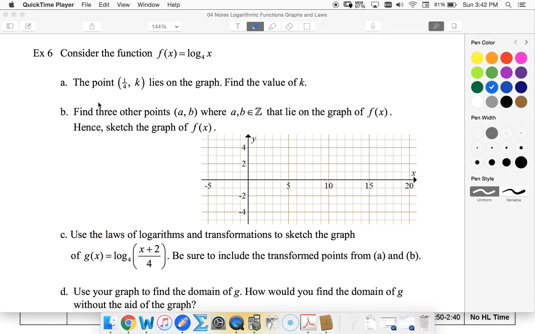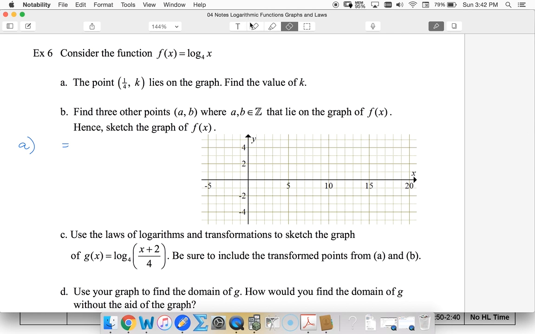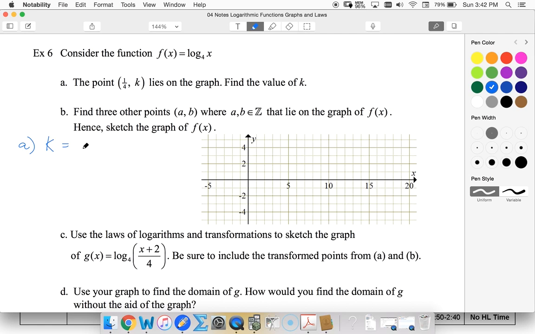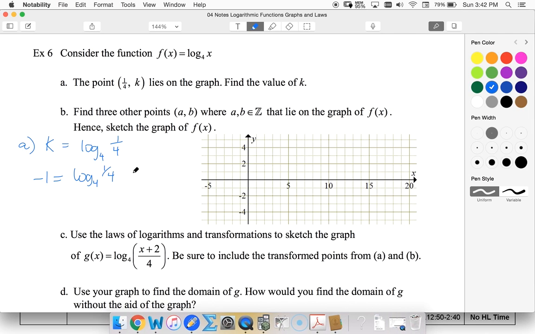All right, now we have log base 4 of x. If we put in a value of 1/4 for x, what is our y value? So I'm going to come down here. Y is equal to, and it's not even y, it's k. K is equal to log base 4 of 1/4. Well, 4 to what power is 1/4? That power is -1. So I know that when x is 1/4, the y value is -1.